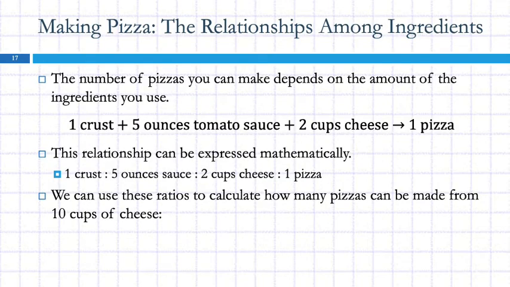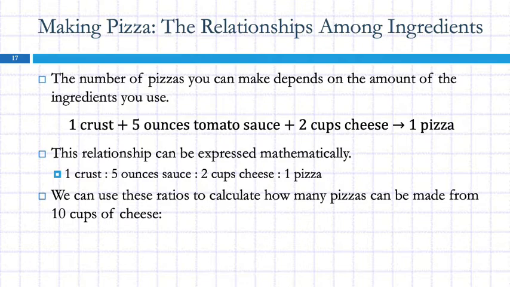Okay, so I hope everybody had dinner. Let's talk about making pizza. Because this can help us to see the relationship between ingredients without that cloud that comes over our eyes when we talk about chemicals, right? So if we look at this as a very simple recipe for a pizza: 1 crust, 5 ounces of tomato sauce, 2 cups of cheese, put that together and bake it and you get 1 pizza.